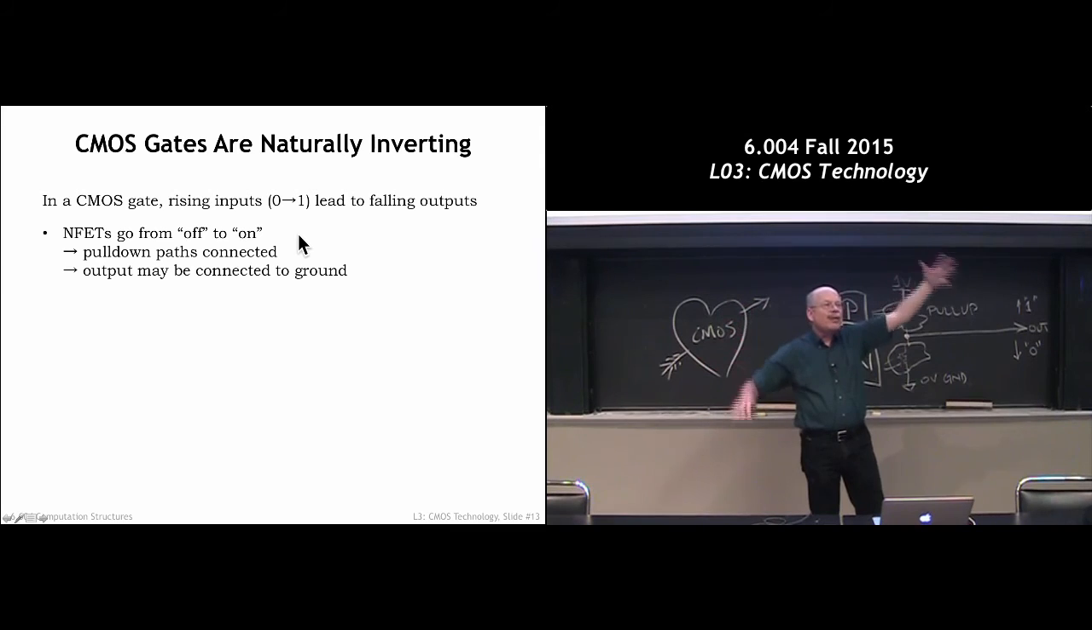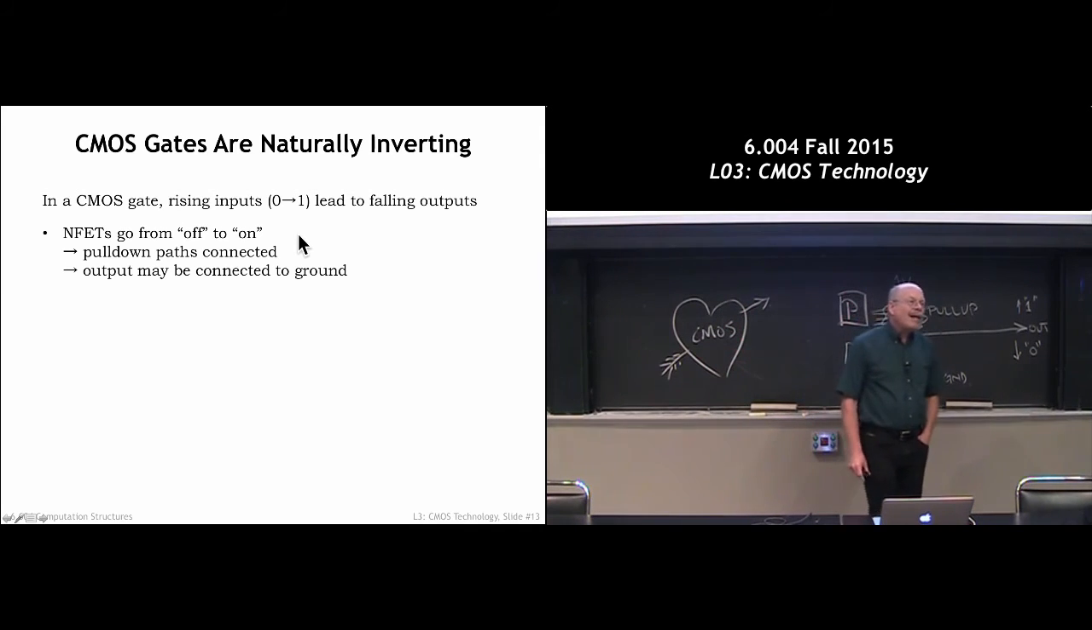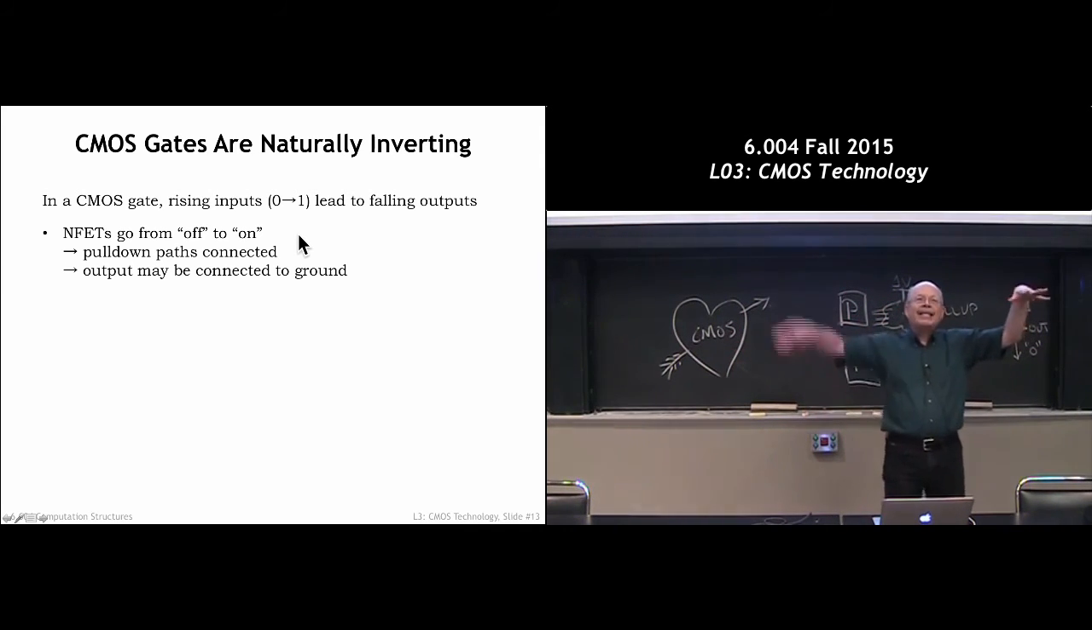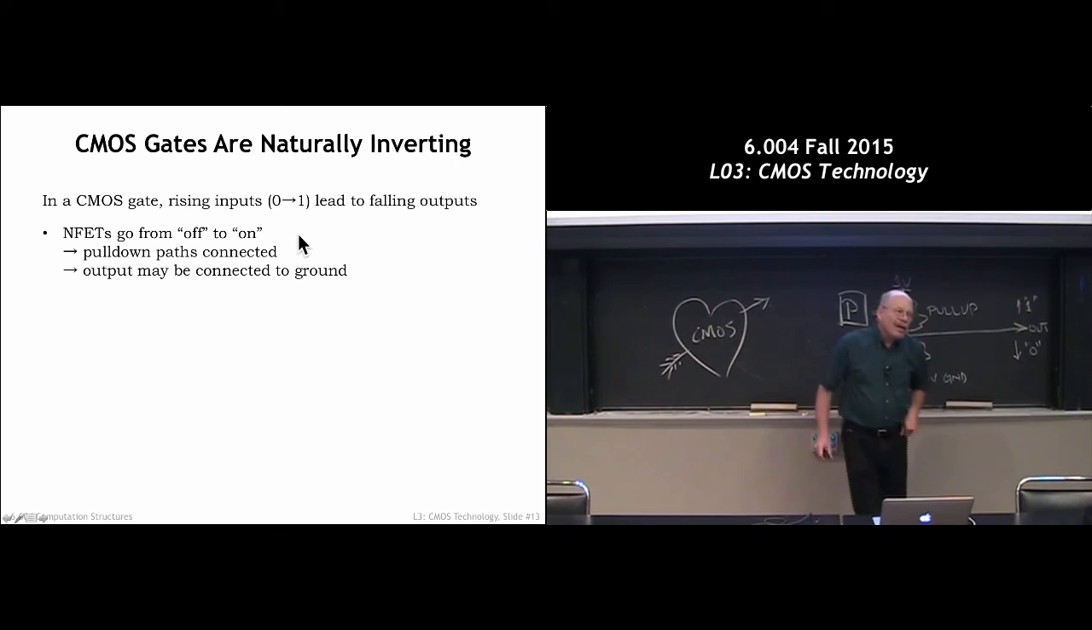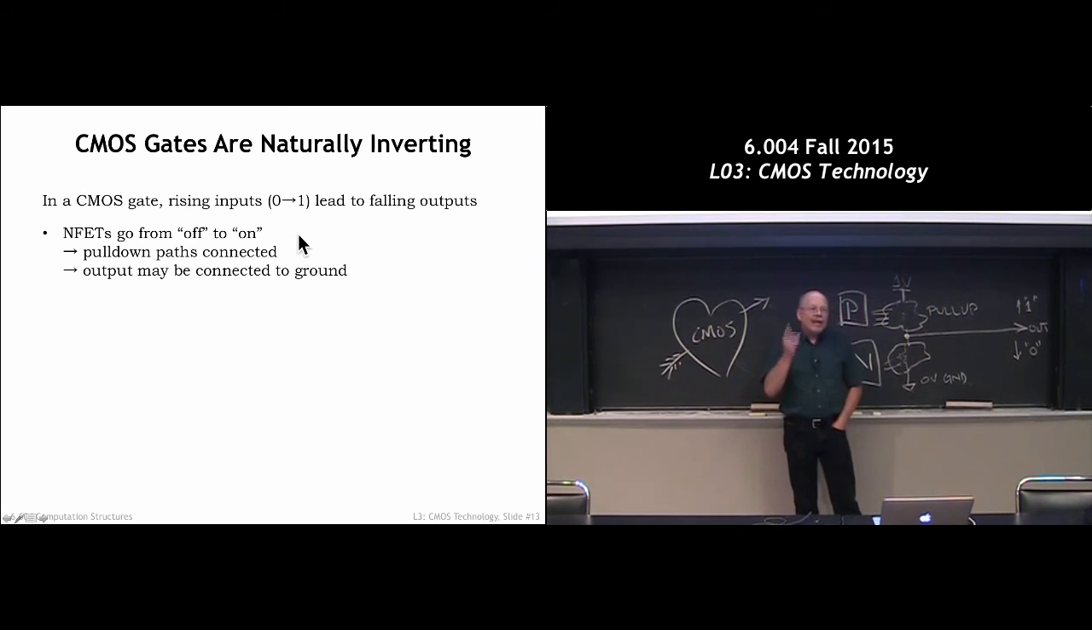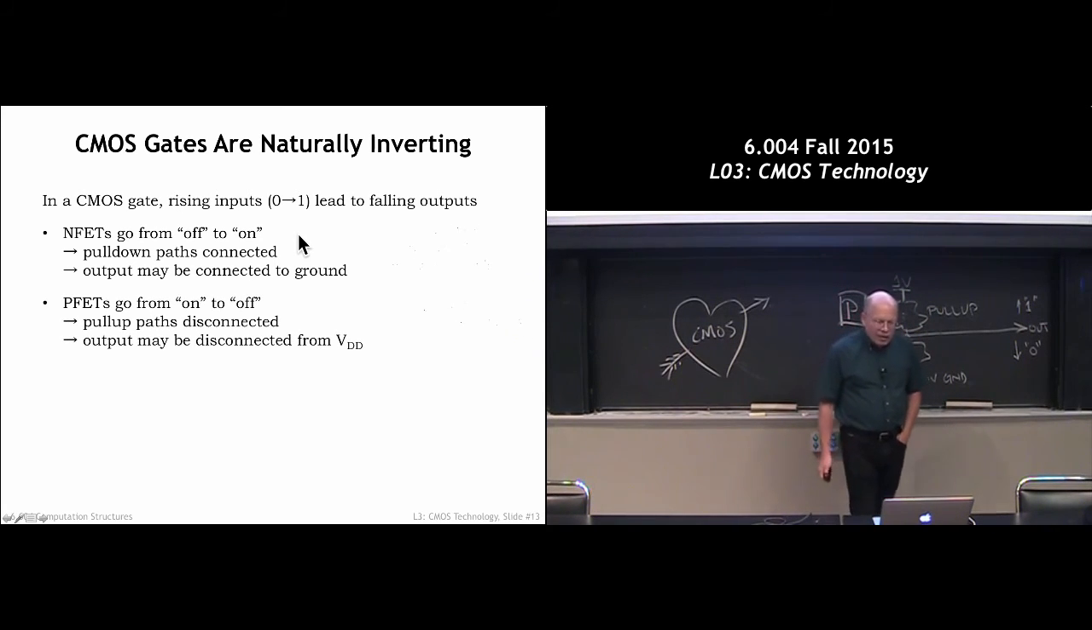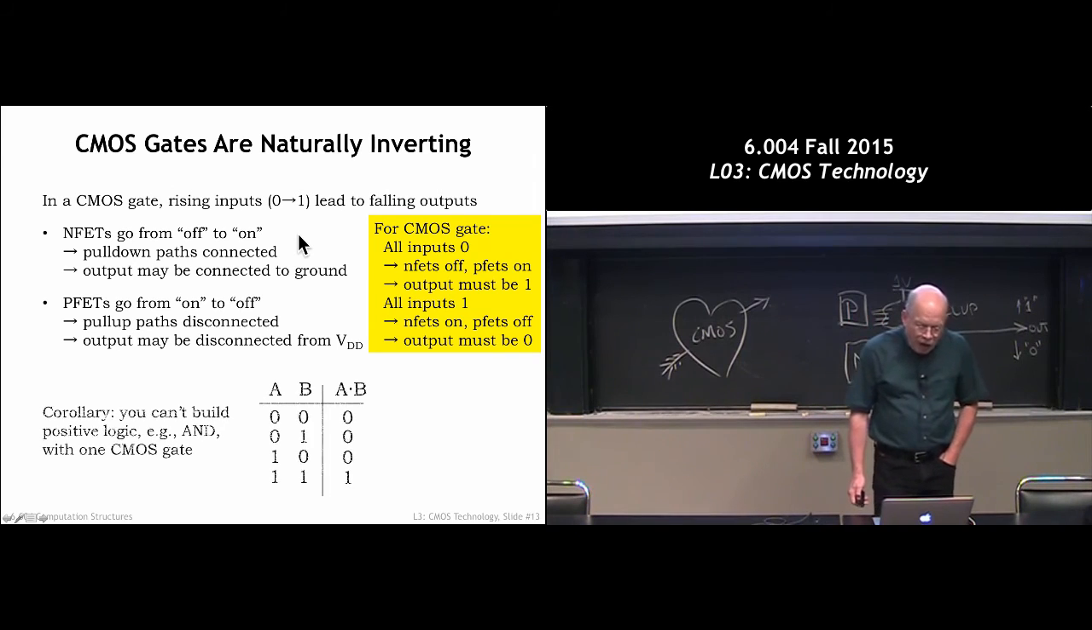Those are the sorts of gates we can build with CMOS. If we want a gate where a rising input leads to a rising output, we have to build the inverting gate followed by an inverter to turn it into a non-inverting gate. So only inverting logic in CMOS. So this slide is basically all about that, something to look into.